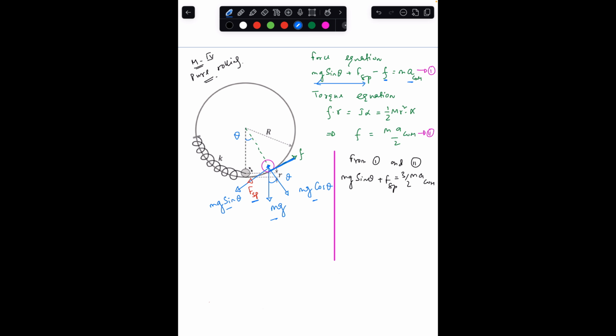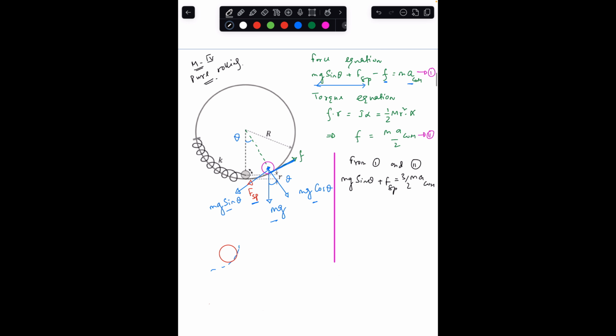As I have already told you, if we now shift to the center, please check over here. This one, that is mg sin theta, passes through the center, so about the center there is no torque. Spring force passes through the center, so about the center no torque. Which one is going to provide the torque about the center? Previously I did it about the point of contact. About the center, only friction. So F into R is equal to I into alpha, that is half mr square into alpha.